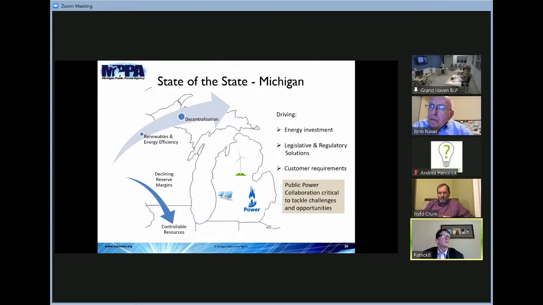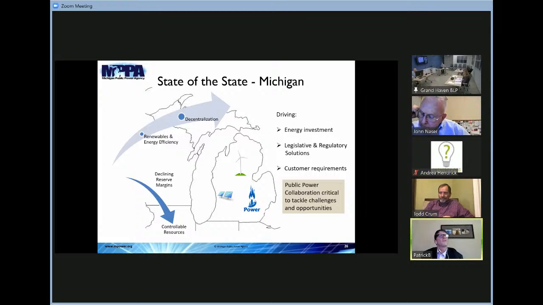So the state of the state here in Michigan is, as I mentioned earlier, we have declining reserve margins, a lot less controllable resources. Renewables and energy efficiency are growing, and decentralization, a lot of smaller resources now through what we call DER. So energy investment is being driven by legislative and regulatory solutions, and of course, customer requirements. And what does all this mean? It really means collaboration among and between public power utilities is critical to tackle these challenges. And it's not just us. The investor-owned utilities are struggling with this too, and will be for the next few years as we manage our way through this new paradigm that we're in.